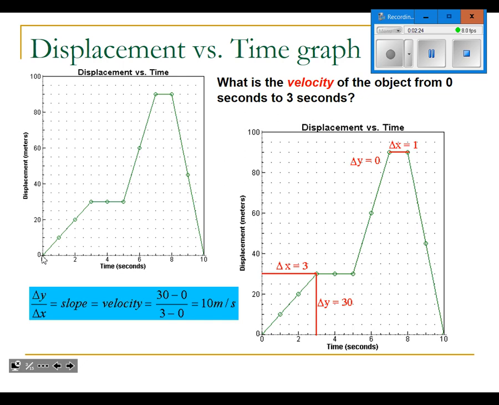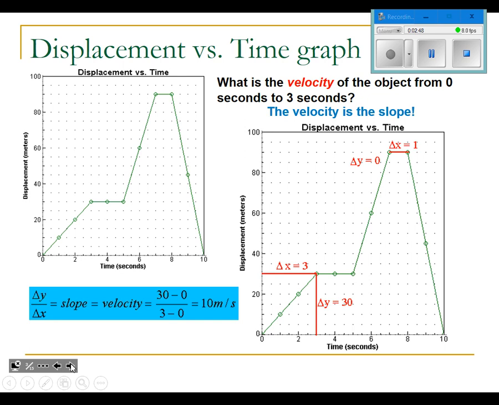So from 0, which is right here, to 3, which is right here, we would need to find the slope of that line. The slope of that line would be the change in y over the change in x. So the change in y is from 30 to 0. The change in x is from 3 to 0. So that is 10 meters per second. So velocity is the slope.